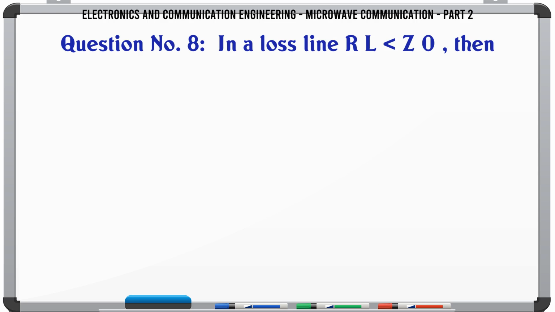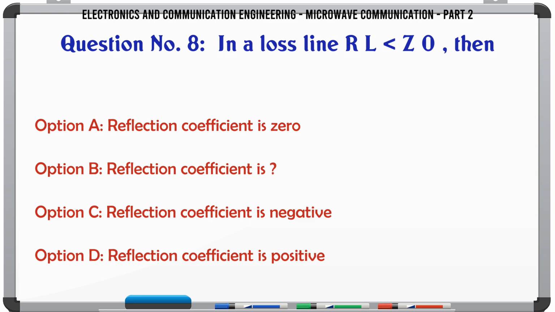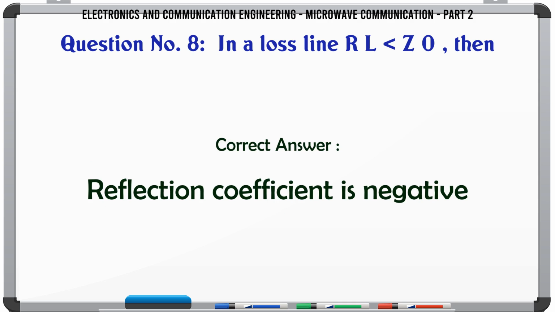In a lossless line with RL less than Z0, then A: reflection coefficient is 0. B: reflection coefficient is 1. C: reflection coefficient is negative. D: reflection coefficient is positive. The correct answer is reflection coefficient is negative.